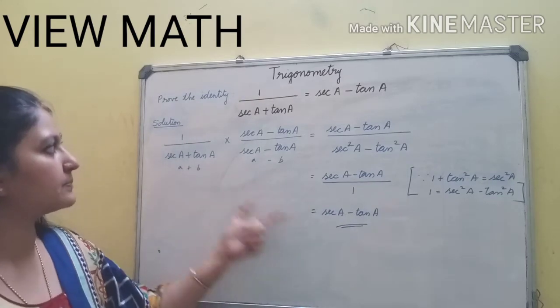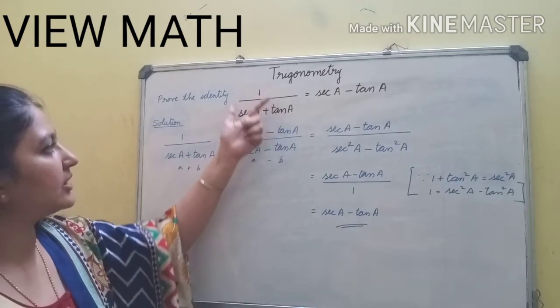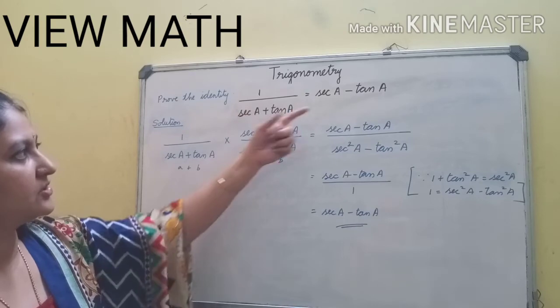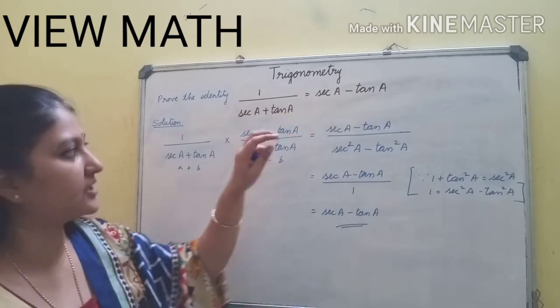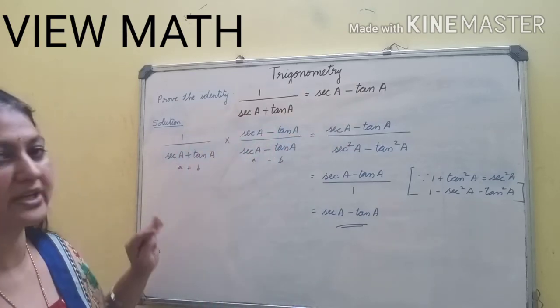So this is very simple. Whenever you see a term 1 by secant A plus tan A, you have to multiply and divide by its conjugate, secant A minus tan A.